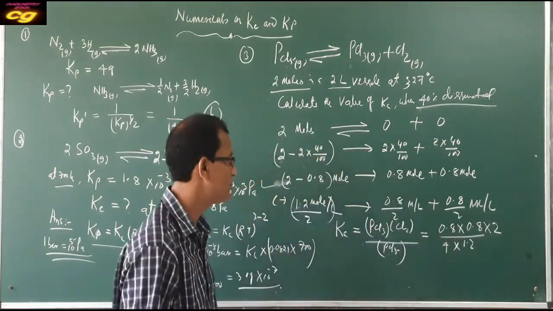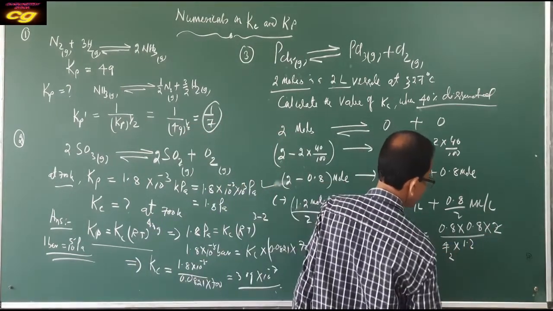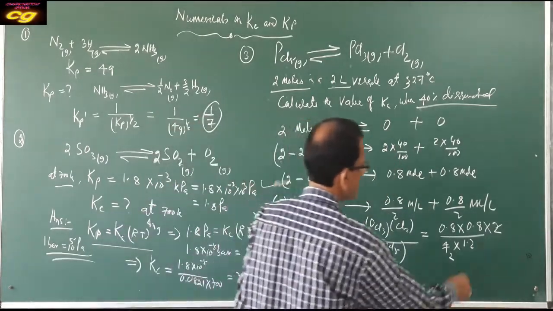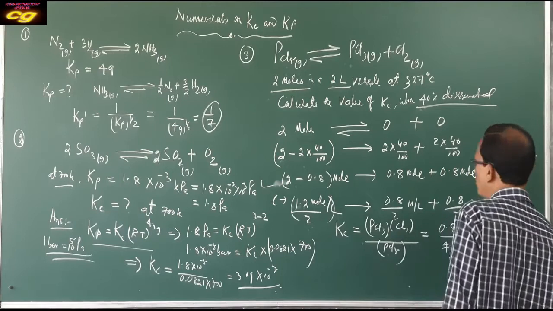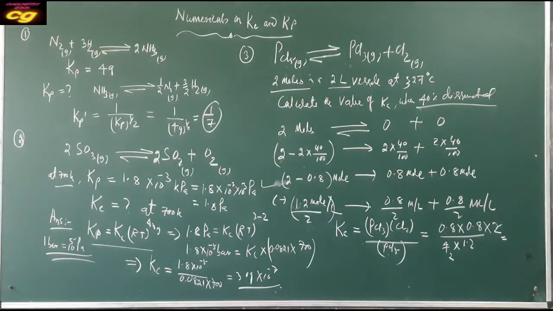2 is 4, so this will be 2. If you calculate, how much result is coming? The result will be how much? You calculate it. First, you calculate what answer is coming.